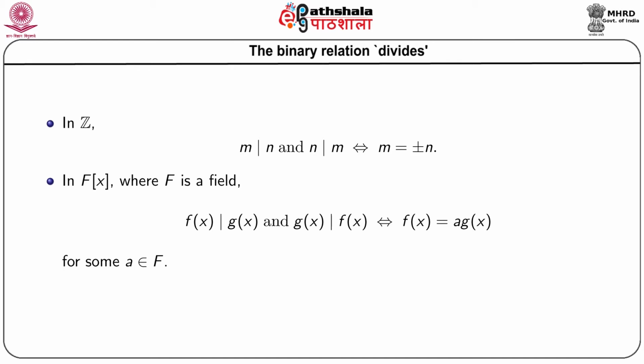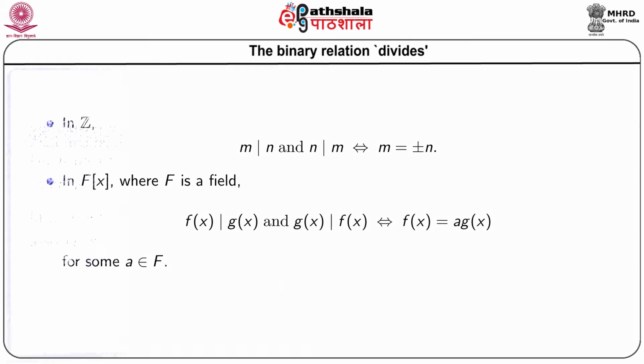And if F is a field, then in the polynomial ring F[x], given two polynomials f(x) and g(x), if f(x) divides g(x) and g(x) divides f(x), then we have f(x) is equal to some constant multiple of g(x), and since F is a field, this constant a is a unit. Thus, we see that in Z or in F[x], if two elements a, b divide each other, then either b is a unit multiple of a or a is a unit multiple of b.